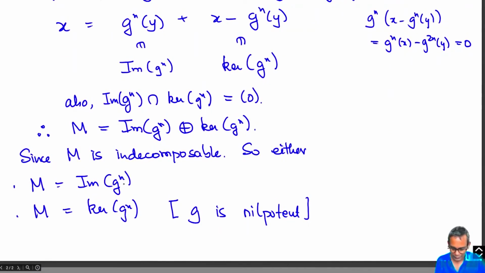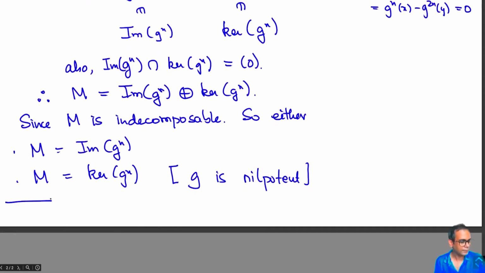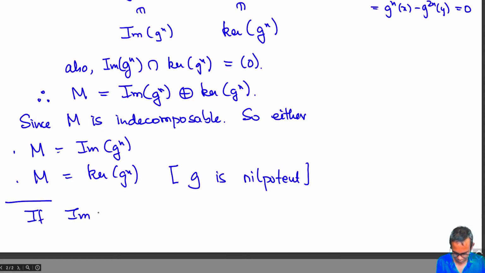And so we just need to check that if M is the image of g^n, then g is in fact an isomorphism or a unit in End_R(M). So let's just look at that. So if the image of g^n is equal to M for some n, then what we have is that g is surjective.